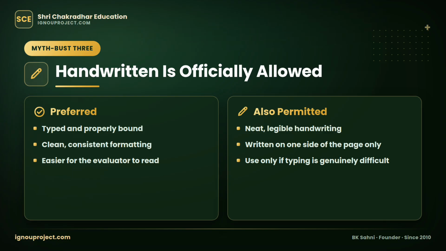That third rule hides a myth bust. Almost every website insists your project must be typed. The official guide is gentler. It says a typed and bound copy is preferred, but if you find it difficult to get it typed, the work may be neatly and legibly handwritten on one side of the page only. So handwriting is permitted, provided it is genuinely readable and only one side of each sheet is used.